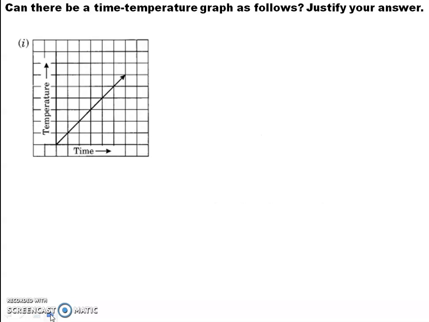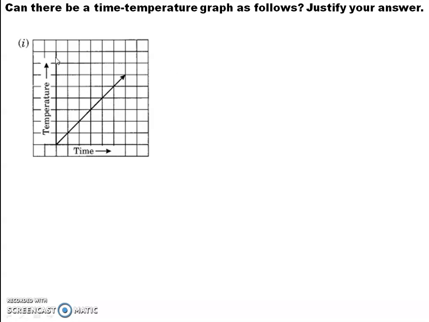Now this is a question from your exercise 15.1. Can there be a time temperature graph as follows? Students, these types of graphs, linear, line and all, you will be dealing with in physics also. If you have gone through the YouTube video which I gave yesterday, you will know that distance-time, speed-time and time-temperature graphs all come in your physics chapters. So be thorough with the knowledge of graphs. Now let's see a time temperature graph.